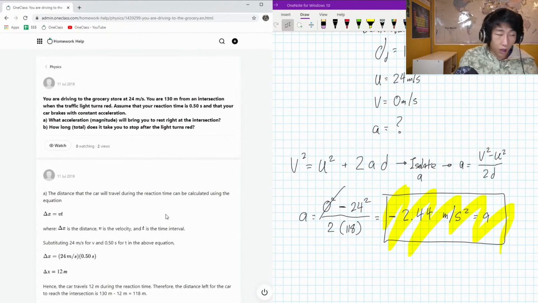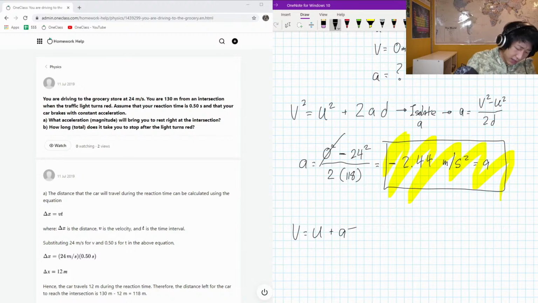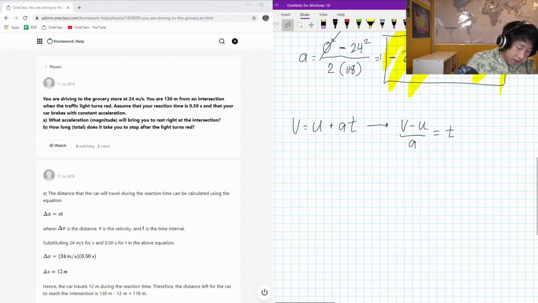Beautiful. Okay, so the next part of our question is asking us how long does it take for us to stop after this light turns red? Essentially we're going to need to use another kinematics equation to figure this out, and the easiest one that I have in mind is v equals u plus at, the simplest equation, and we're trying to isolate for t for the second part of this question. So to isolate for t, we're going to have (v minus u) divided by a is equal to t. And let's sub in our numbers and figure out what the math works out to.